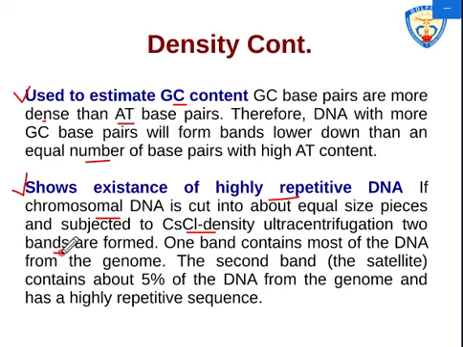Two bands are formed. One band contains most of the DNA of the genome. The second band contains about 5% of DNA from the genome, and this is the band for the highly repetitive DNA sequences. The second band is also known as the satellite DNA band. So density can be used to estimate the GC content of a given DNA sample. It can also be used to find out the highly repetitive DNA present in the sample. Thank you.